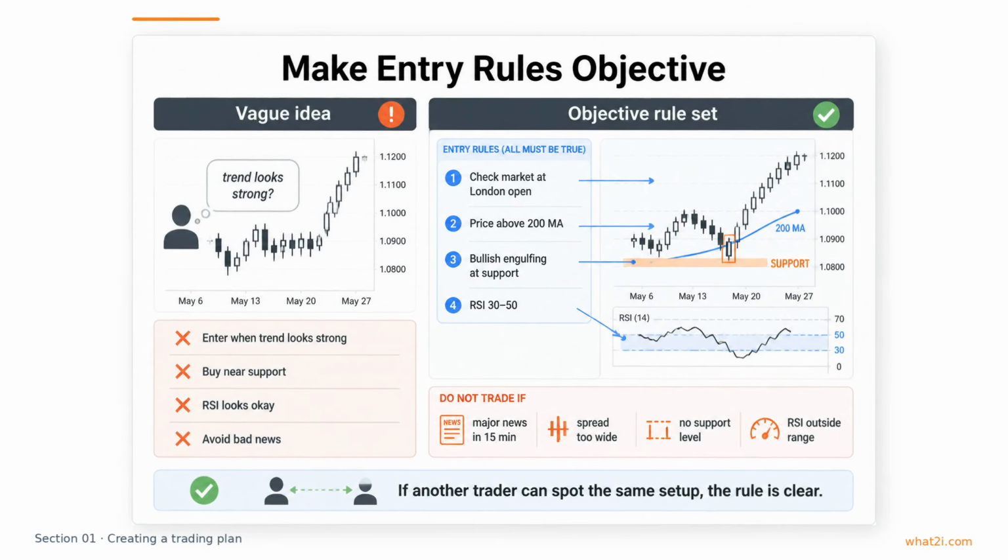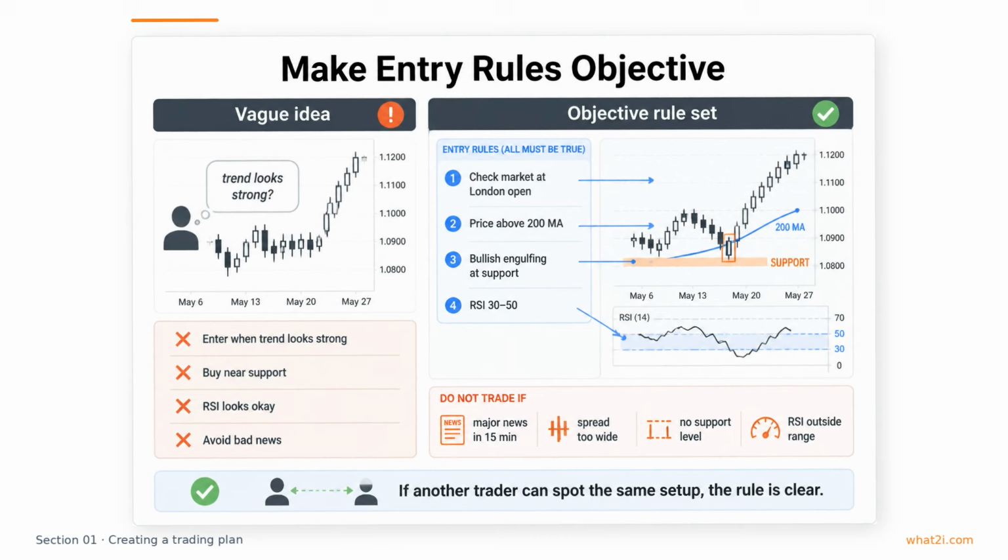Entry rules should be clear enough that another trader could read them and identify the same setup you saw. That means replacing vague phrases like "trend looks strong" with measurable conditions such as price above a moving average, a bullish candle pattern at support, or an indicator reading within a specific range. You also want to define when you do your analysis, because a setup seen at the London Open may be very different from one seen late in New York. Objective rules reduce the chance that you talk yourself into trades that almost fit. They also make testing possible, because you cannot test a rule that changes meaning from day to day. A strong plan is specific not because markets are simple, but because discipline depends on clarity.